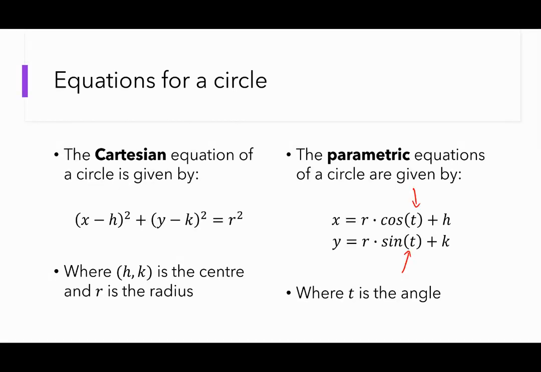Now you never actually find out what the value of t is, it changes all the time. And so what that means for you is that this part here with cosine t and sine t never changes. So you don't actually substitute anything into t. All you do is substitute into r, h, and k.